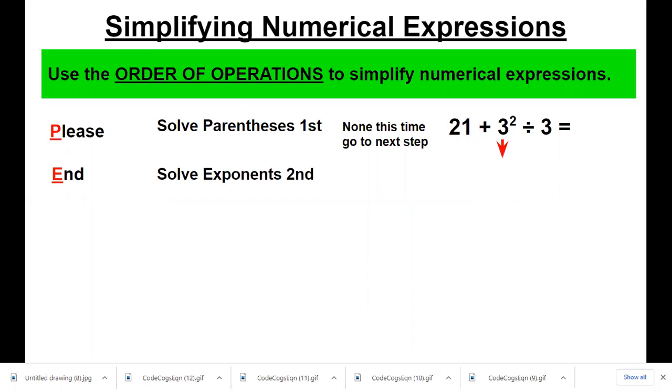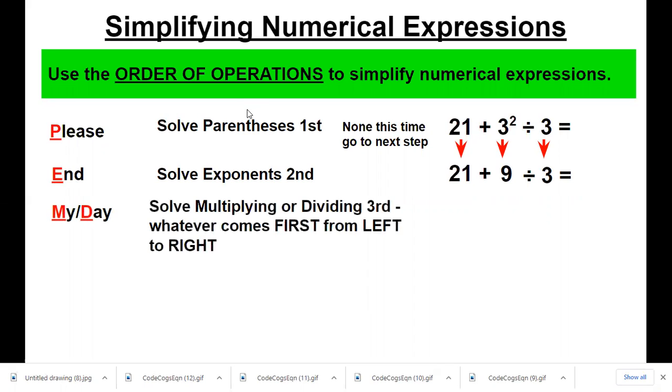So I see a 3 squared. So 3 times itself is 9, right? 3 times 3. And I'm just going to bring down the other numbers, the 21 plus and the divided by 3. I only did one step per row, one step per row. Now I'm going to do multiplying and dividing from left to right. Well, if I look, 9 divided by 3 is a division part, right? So 9 divided by 3 is 3.